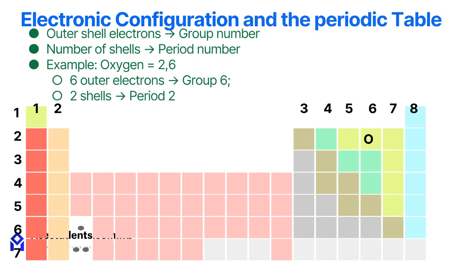Now let us link oxygen's configuration to the periodic table. Oxygen has 6 outer shell electrons, so it is in group 6. It has 2 shells, so it is in period 2. Students, please note, the outer electrons decide how reactive the element is, so this rule is very important.